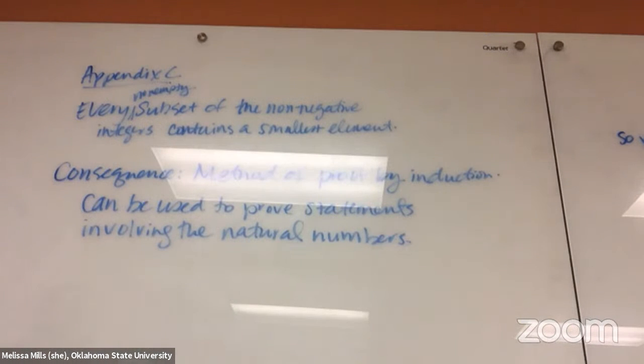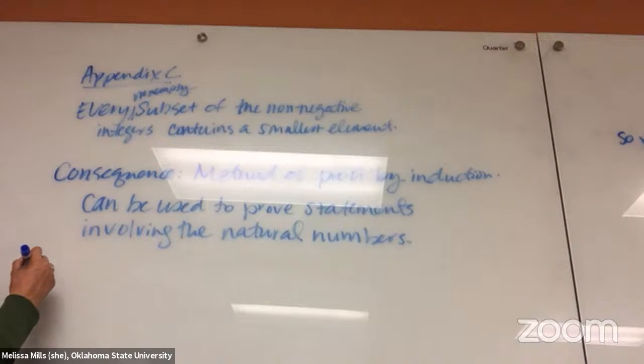The method of proof by induction can be used to prove statements involving the natural numbers. It has to involve the natural numbers because the well ordering axiom is really specific to integers, positive or non-negative integers. Proof by induction, again, is specific to natural numbers or non-negative integers. So we have to have a statement on that.